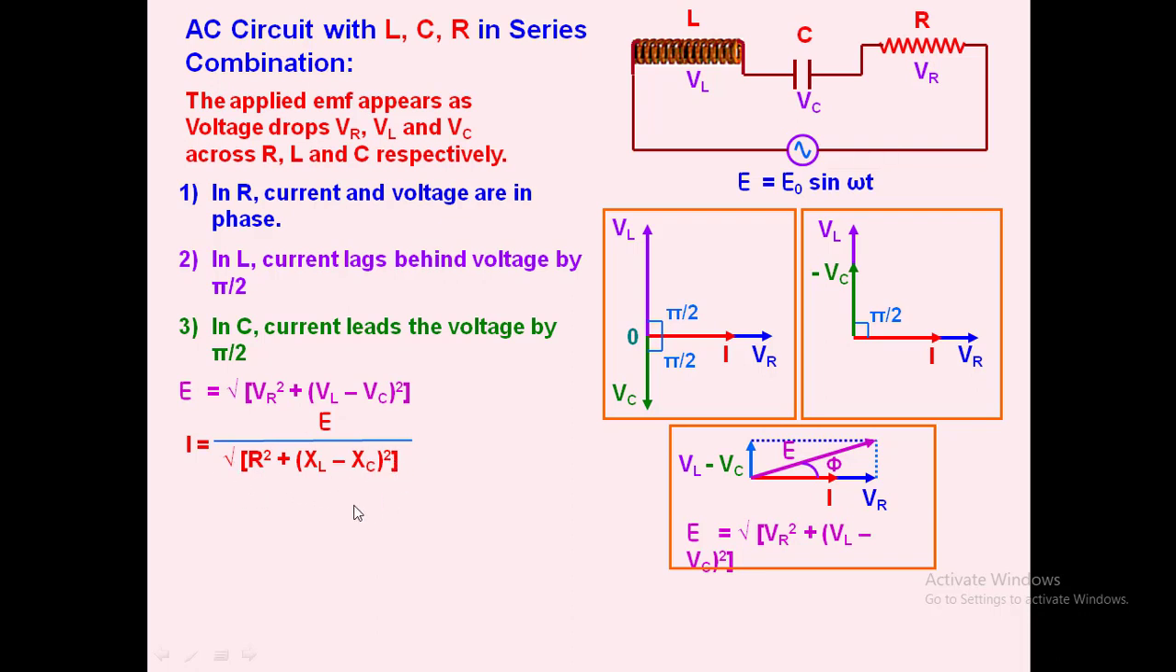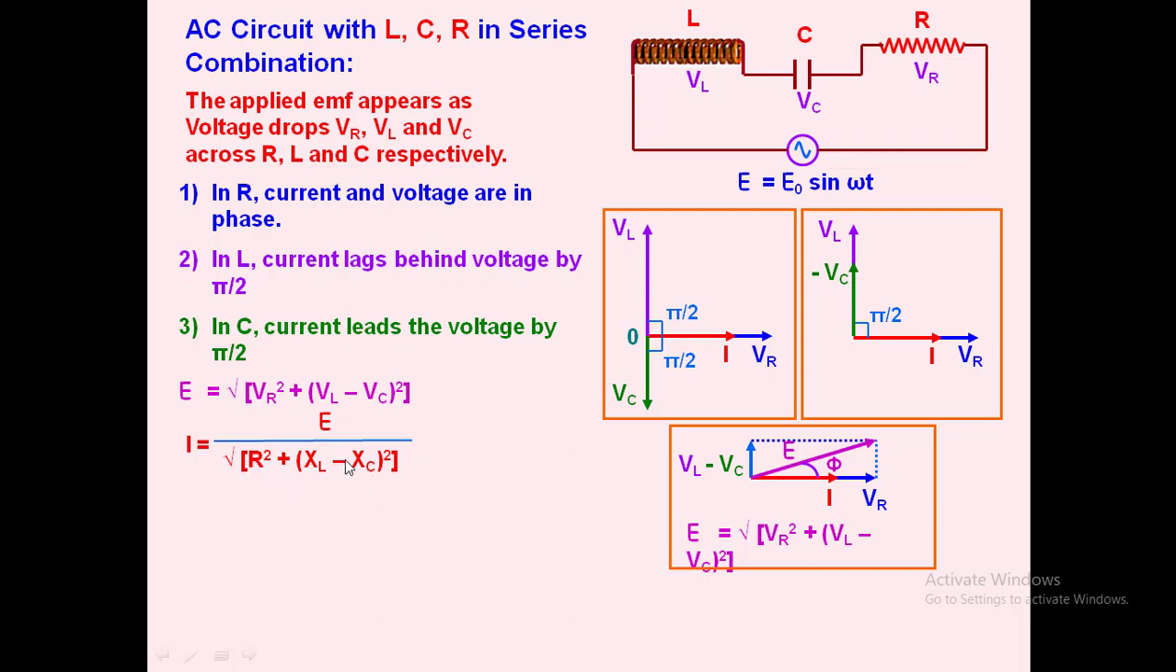What is this? This is the resultant impedance of all the three, because resistance is across the resistor, capacitive reactance across the capacitor, inductive reactance across the inductor. So if you combine all the three, the voltages are present in the same way, in the same direction. That's the reason you're going to have root over R square plus XL minus XC whole square.